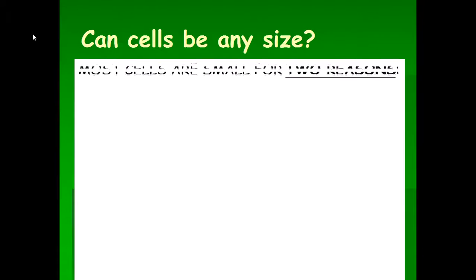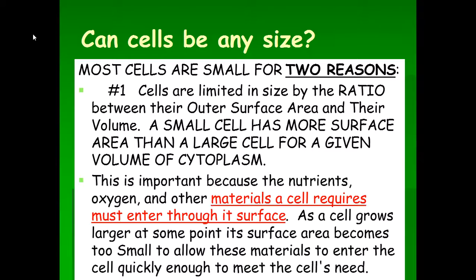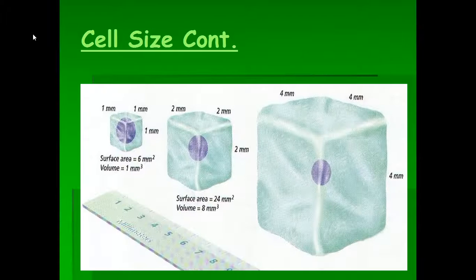Can cells be any size? Most cells are small for two reasons. Here's the first. Cells are limited in size by a ratio between their outer surface area and their volume. A small cell has more surface area than a large cell for a given volume of cytoplasm. This is important because the nutrients, oxygen, and other materials a cell requires must enter through its surface. As the cell grows larger, at some point the surface area becomes too small to allow these materials to enter quickly enough to meet the cell's needs.